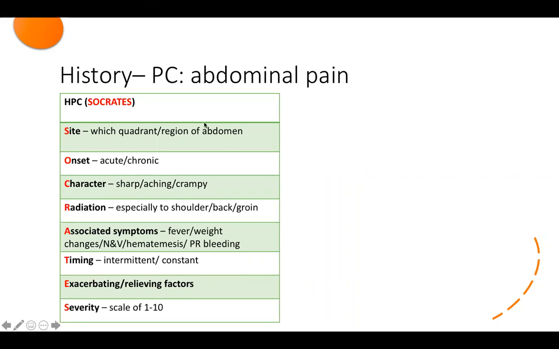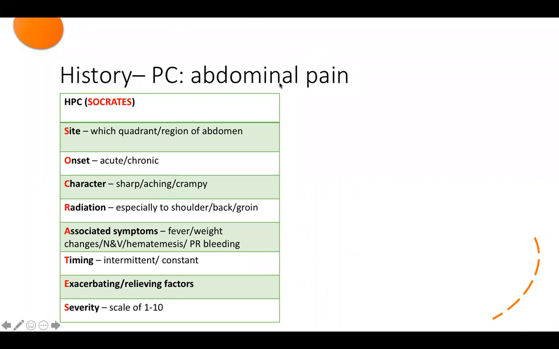So, can you guys think of any other things that we should ask in the history, really in terms of other systems that we should explore? You guys can just open your chat box and put in some answers. So, yeah, gynae, that's good. So last menstrual period. Anything else?